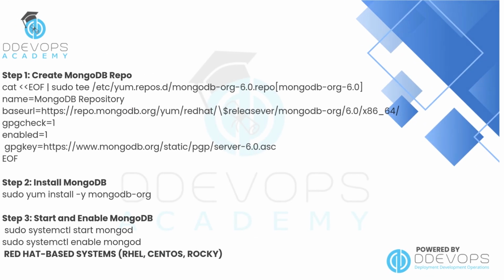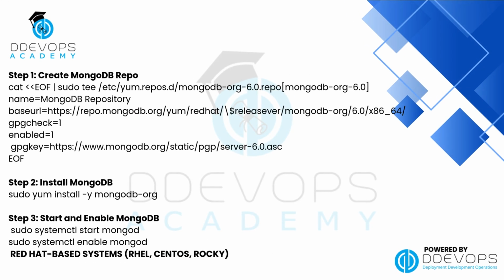To install MongoDB on Red Hat-based systems like RHEL, start by creating the repository file with the correct base URL and GPG key, then install MongoDB using yum. Finally, start and enable the MongoDB service so MongoDB runs automatically. These steps prepare your system for scalable, document-based data storage.